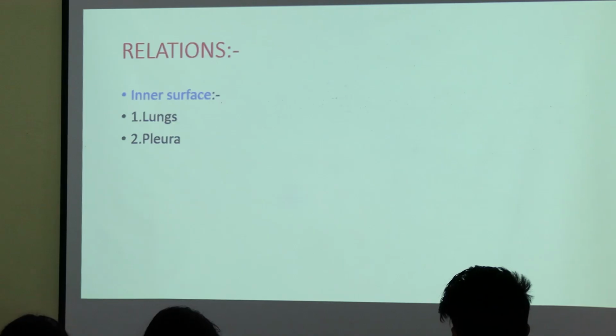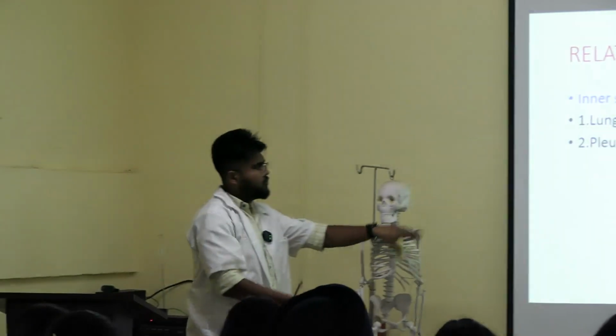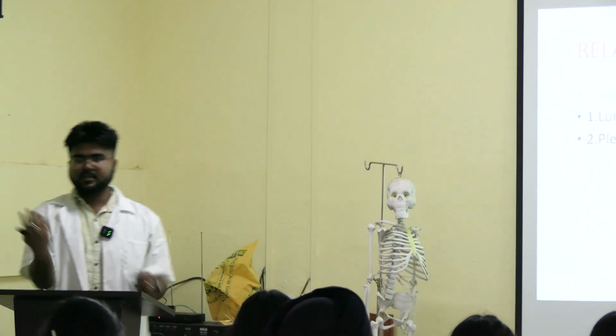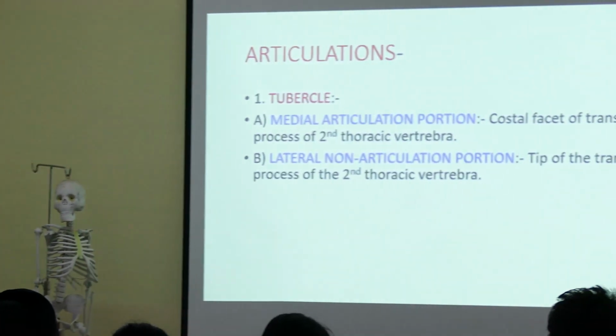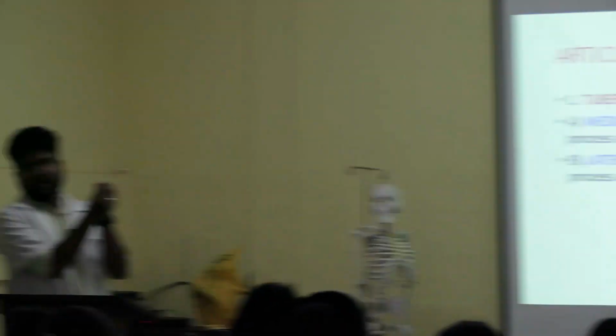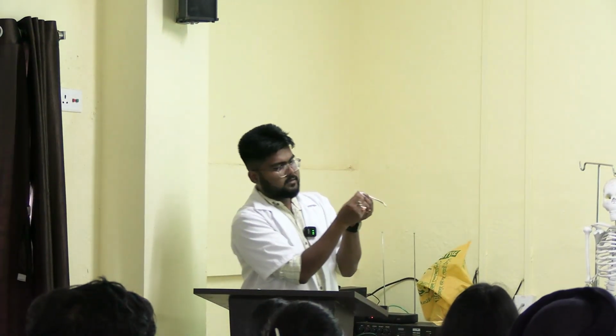Okay, now the relation. The inner surface is close to which organ? Lungs. Okay, lungs and the covering of the lungs, the pleura. Now the articulations. Posteriorly the head, neck and tubercle are present. In the tubercle two parts are present: one is the articulation part and another is the non-articulation part. The articulation part is present medially and the non-articulation part laterally. This is attached to the costal facet of the transverse process of the second thoracic vertebra.